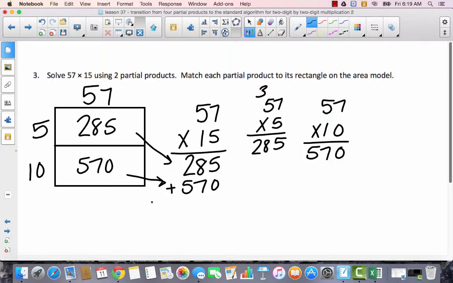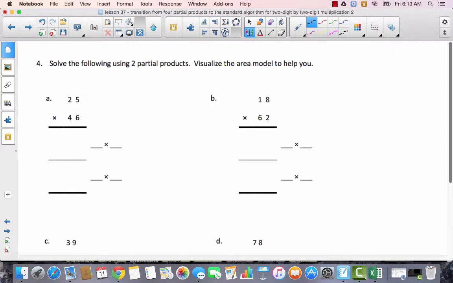Now I'm just going to add these together. 5 plus 0 is 5. 8 plus 7 is 15. 2 and 5 is 7, plus 1 is 8, so 855. All right, now it's kind of taking us away from the area model. It says to visualize the area model to help you. I'm going to draw it up here to help us, but it says visualize, so we don't really have to.